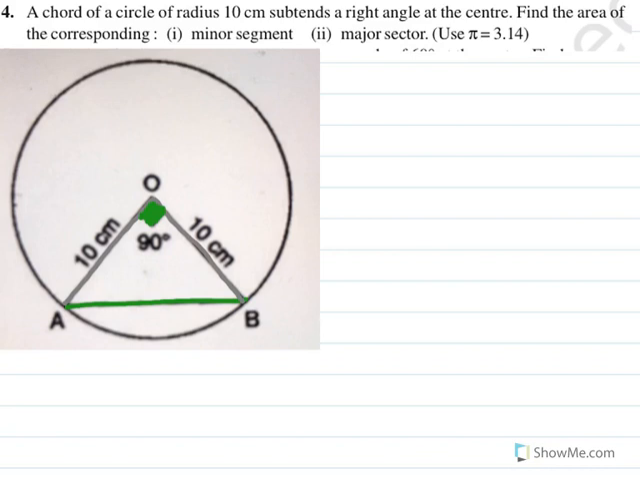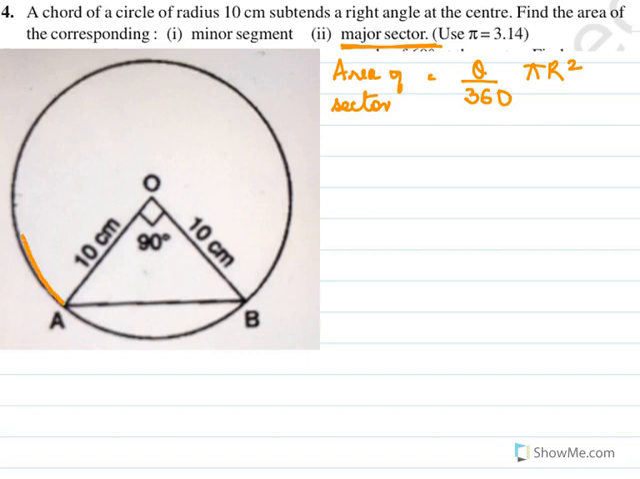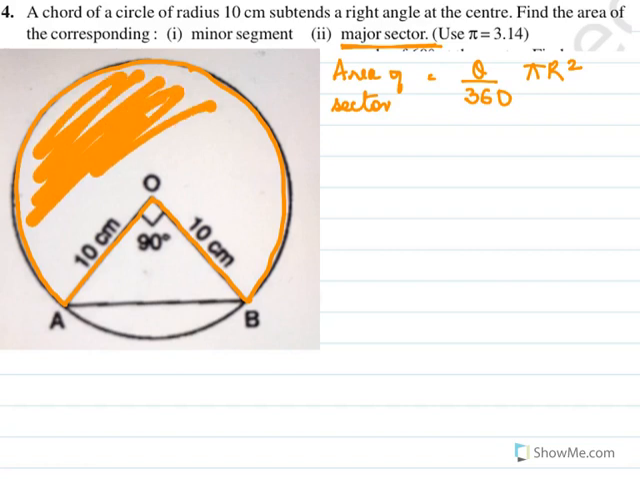First we'll go on to the major sector. We'll find the area of the major sector. We know the area of a sector, remember this is the major sector, is theta over 360 pi r square. Let's mark the major sector in this figure. Now the major sector is the area more than a semicircle. So the major sector will be this arc, the area enclosed between this major arc and the two radii. So this is the area that they're asking us of the major sector, this entire area.